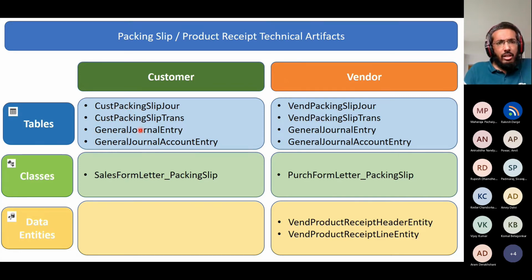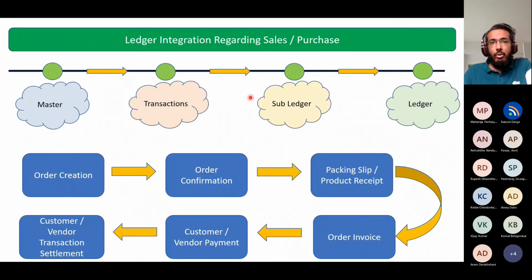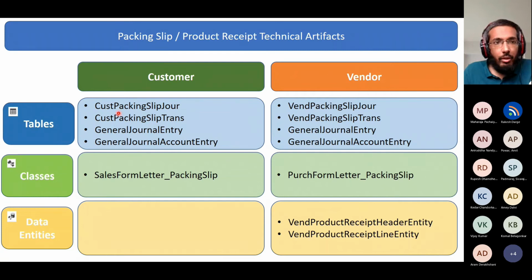All right. I've added two additional tables also, which I'm going to brief you about. What is the functionality of these two tables? Remember, I mentioned subledger and ledger in my previous slide. So I'm talking about this specific aspect, subledger and ledger. In this case, the subledger will kind of be your CustPackingSlipJour and CustPackingSlipTrans, even though this is not actually a subledger. The actual subledger will come when you invoice the order. But just for giving a reference, these two will hold the information at the customer level.